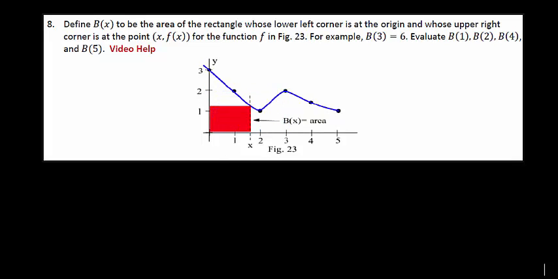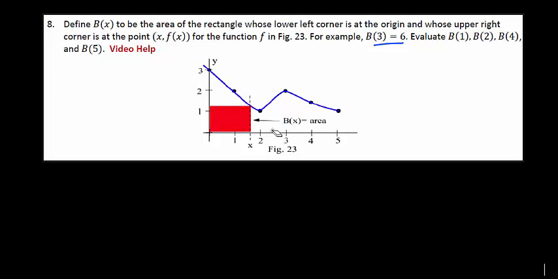Okay. So we need to go ahead and evaluate some of these values. For example, b of 3 is equal to 6. So let's just see how you get that. Well, you go over to 3, you come up to the function, you come over to the axis, so the height of the function, lower left corner, upper right corner. We want this area in here. So b of 3 is equal to a base length of 3 times a height length of 2, which is 6. That's where this comes from right here.